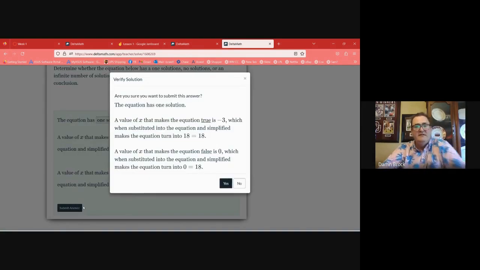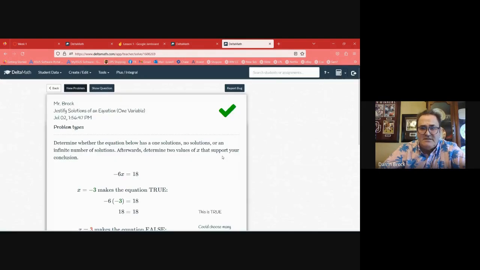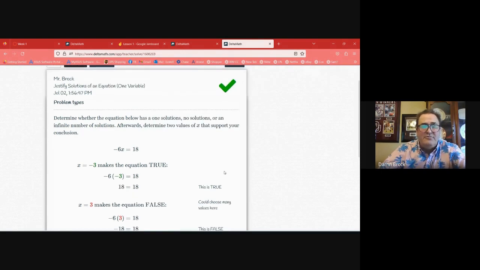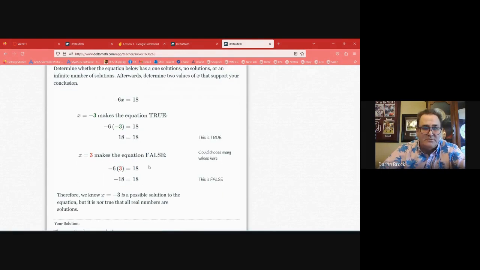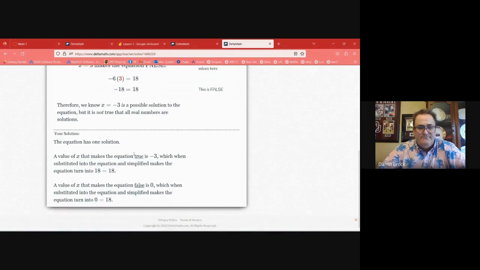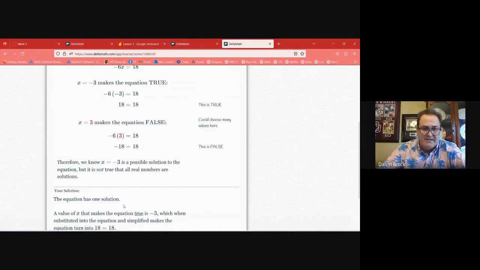When you submit it, it'll ask you, is this what you want to submit? And when you say yes, if you're correct, there's a nice check mark. And it will go through how the problem works. See, it solved it to show negative 3 was a solution, but it chose positive 3 as a false value, which is fine. Any other value except for negative 3 would be false. And then it shows you at the bottom what you put as well.